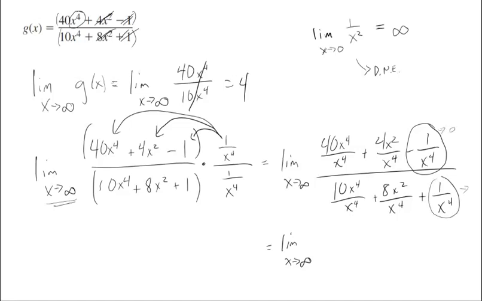Same thing here. That goes to 0. It doesn't matter if it's plus or minus. And even these guys are going to 0, right? Which is a more analytical way to say what I said before. That doesn't matter, right? 4x squared over x to the fourth would reduce to 4 over x squared. And as x goes to infinity, he's gone.